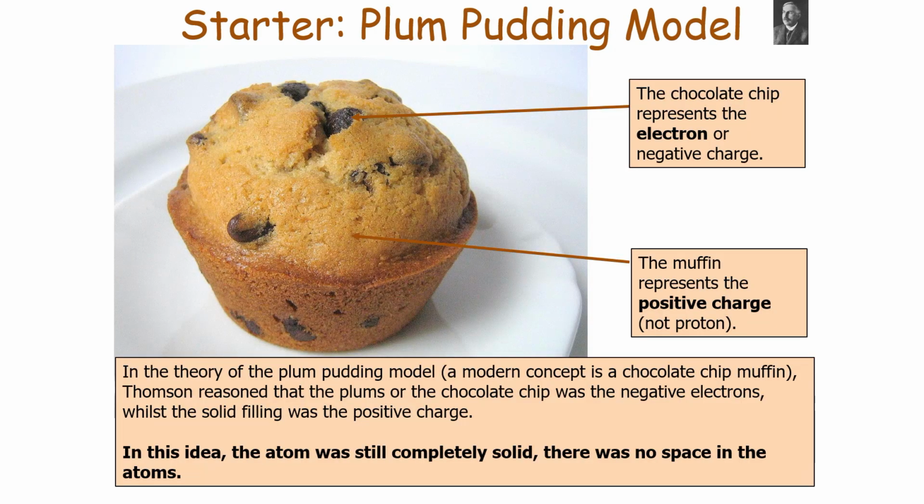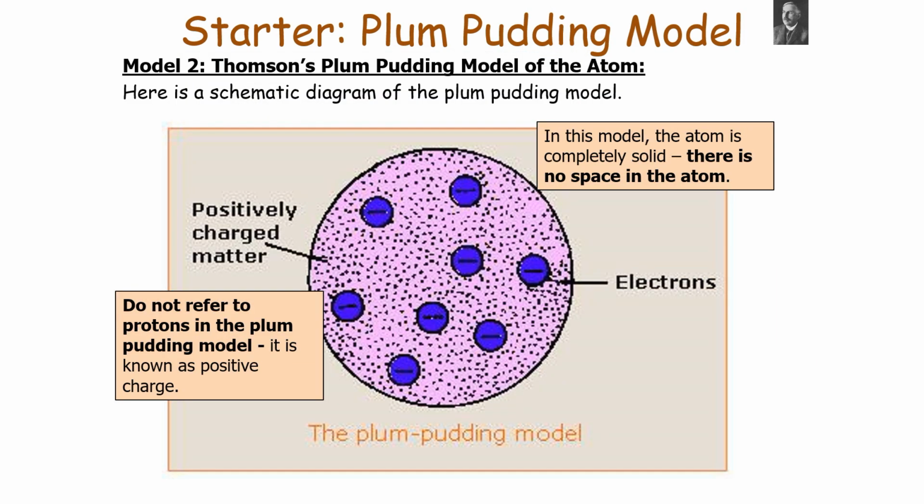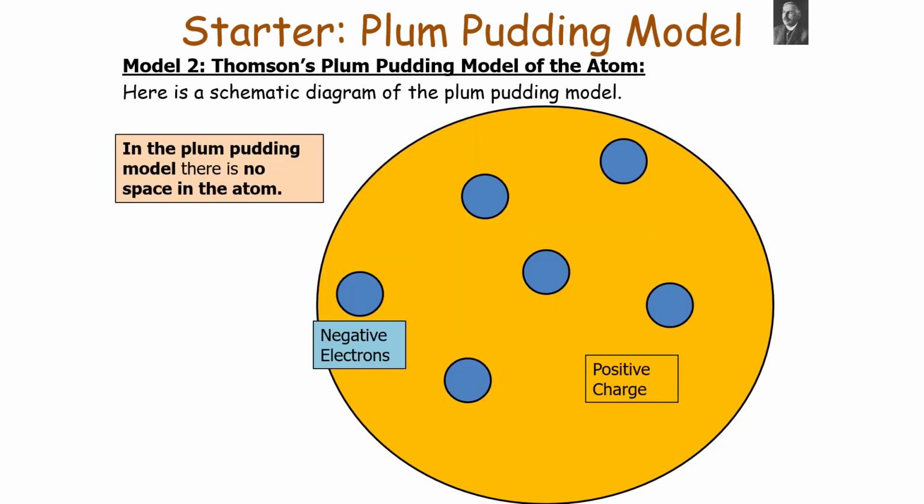Like I said before, in the theory of the plum pudding model, Thomson realised that the plums, or the chocolate chips, were the negative electrons whilst the solid filling was a positive charge. In this idea, the atom is completely solid and there's no space in the atom. It's important to note that we don't refer to protons in the plum pudding model, only positive charge, and that in this model the atom is completely solid. There is no space at all in our atom for the plum pudding model.